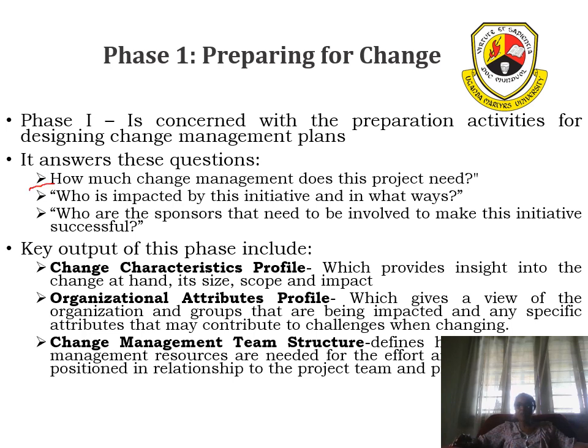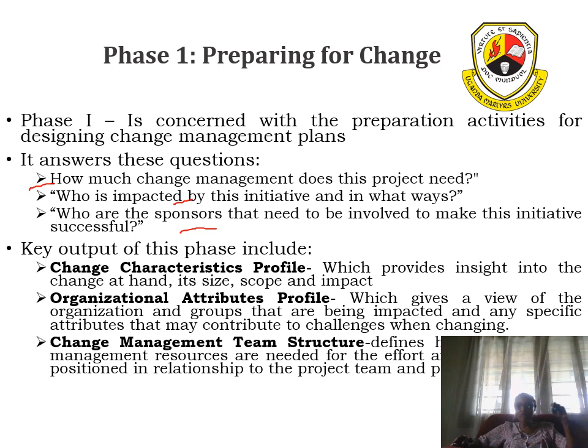So phase 1, where we say how much change will this project need, who is going to be affected, who are the champions of change. So the key outputs here, we want to profile our change. How big of a change are we going to have? The scope, what impact will it have? Will there be a new system that is rolling out? Which users are going to be affected? Whose roles are going to change? So basically mapping out the scale of our change.